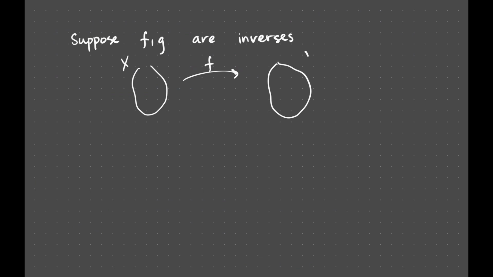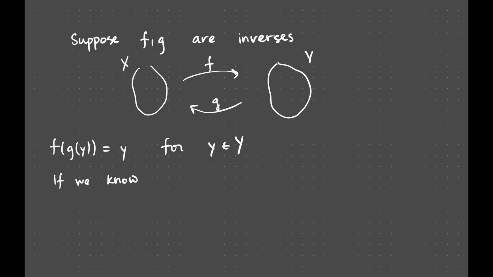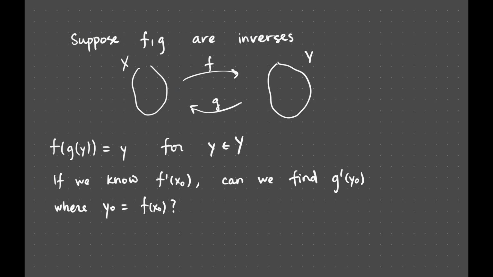Our final result deals with inverse functions more generally. Let's suppose that f and g are inverses to one another, meaning that, for example, f applied to g applied to y equals y for each y in the domain of g. And suppose that we know the derivative of f at some point x naught, that is, we know the value f prime of x naught. The question we'd like to answer is whether it's possible to determine what the value of the derivative of g should be at the corresponding point y naught equals f of x naught.